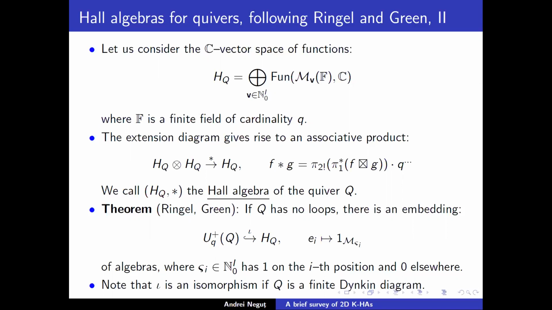And there's one more observation there. So this map I is actually an isomorphism if Q is a finite Dynkin diagram. In affine types, it's close to an isomorphism, even though you have to add something to UQ in order to make it into an isomorphism. But in non-affine types, well, it's just an injection, and the structure of HQ is very complicated in affine types. All right, so this has been the classical definition of the whole algebra associated to a quiver.